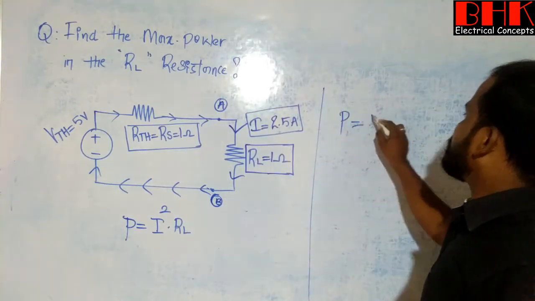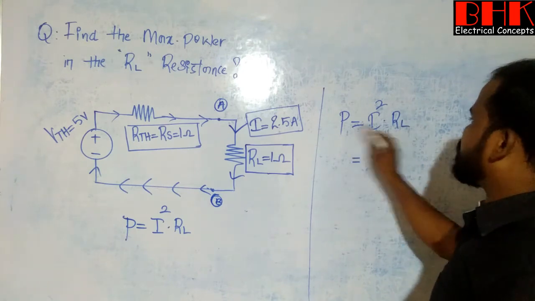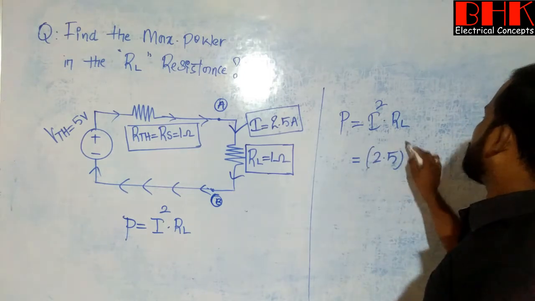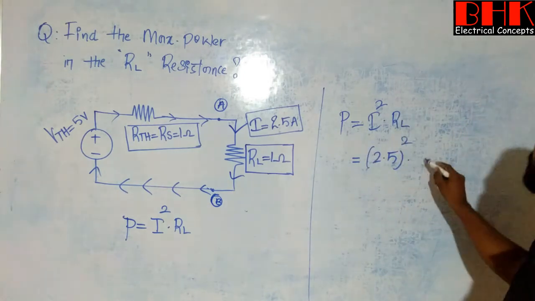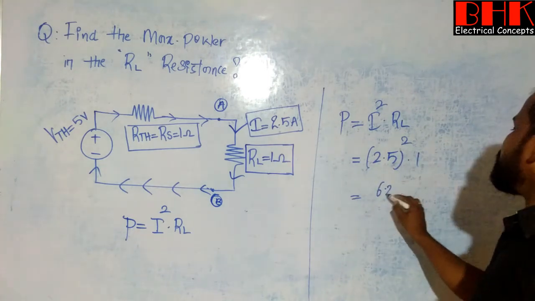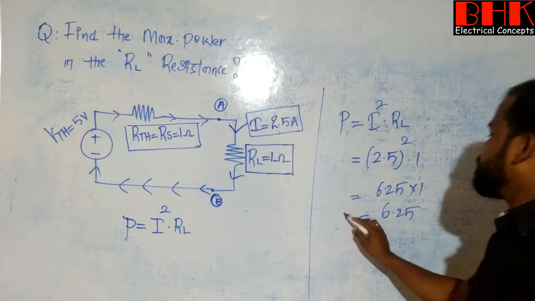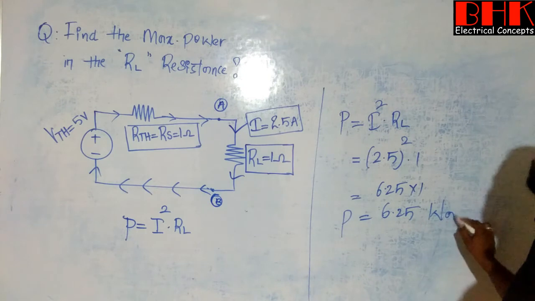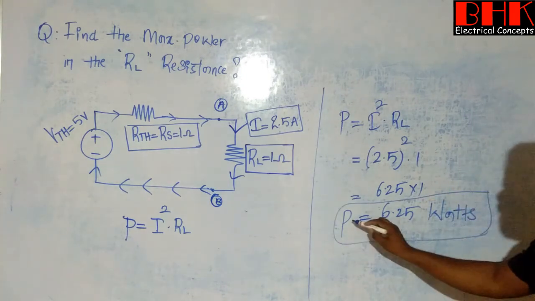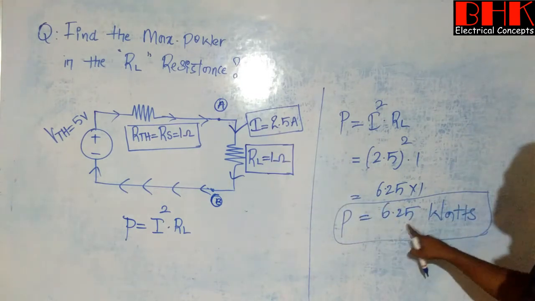So P is equal to I square into RL. That is equal to I square, which is the current flowing through the load resistance, 2.5 square, into load resistance, how much? 1 ohm. That is equal to 2.5 square, which is 6.25, into 1, that is equal to 6.25. So this one is always in watts. So power is always in watts. So the maximum power in load resistance is P is equal to 6.25 watts.